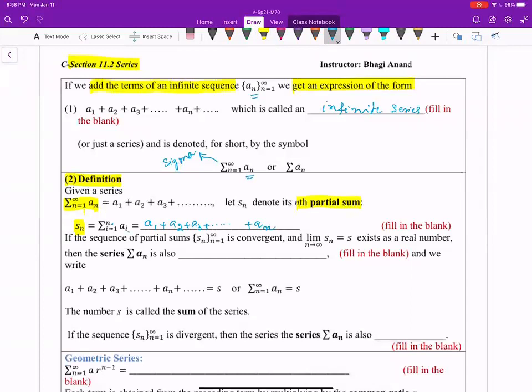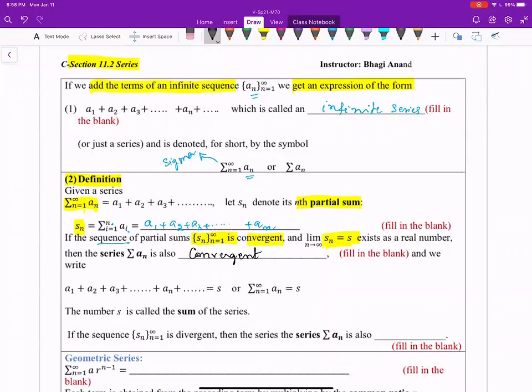i is the index. If the sequence of partial sums, make a note, Sn inside a curly bracket, n varying from 1 to infinity, is convergent, and if the limit as n approaches infinity of Sn equals S exists as a real number, then the series sigma an is also convergent. So we are going to be seeing several definitions of convergence of a series. This is one such definition, convergence through partial sums.